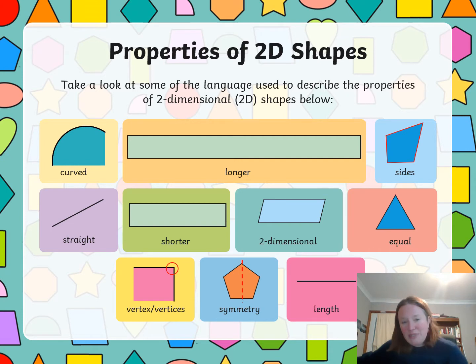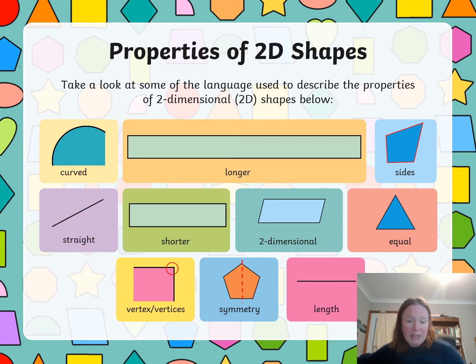So the properties of 2D shape are different kinds of language that we would use, and this is really important when we're describing shape. So for example, we have straight lines, we have curved lines, nice and simple. We have longer or shorter sides. We're thinking today about 2 dimensions, so these are flat shapes. Remember, we're not thinking about objects today. These would be shapes that would be drawn on a piece of paper.